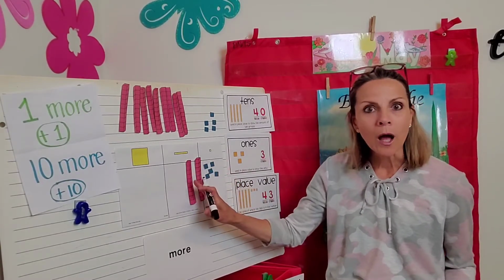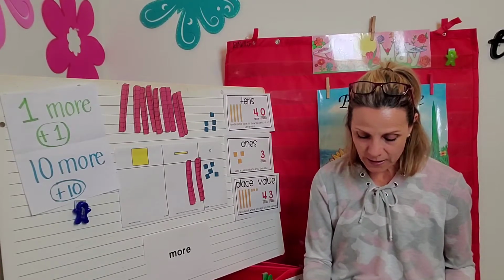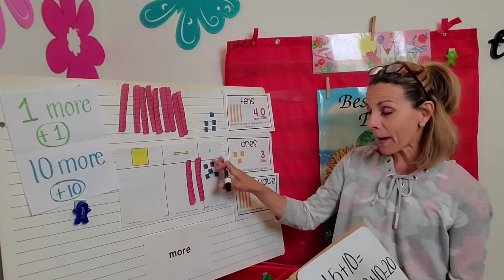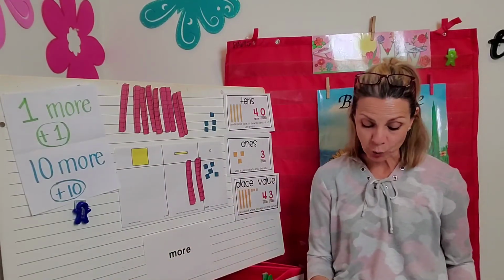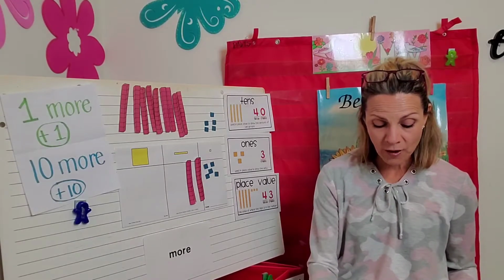I broke up. Now I'm going to put it back together and add 20 plus 5, just like my board shows. And I know that's 25. And then I can also solve 15 plus 10.